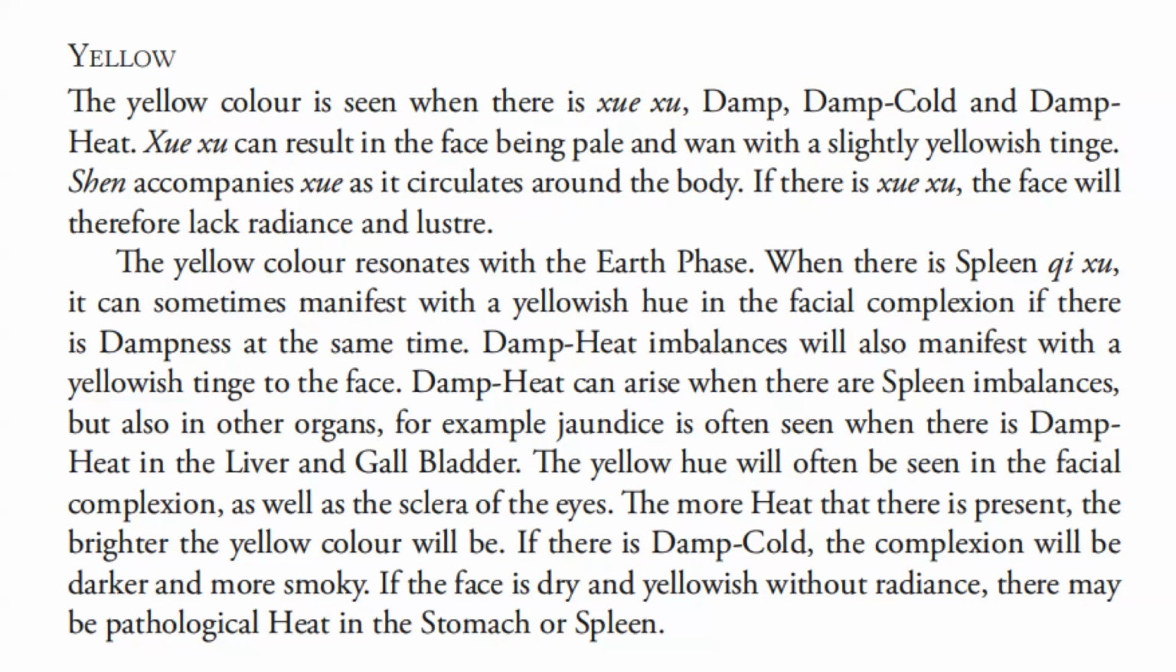The yellow hue will often be seen in the facial complexion as well as the sclera of the eyes. The more heat that there is present, the brighter the yellow color will be. If there is damp cold, the complexion will be darker and more smoky. If the face is dry and yellowish without radiance, there may be a pathological heat in the stomach or spleen.